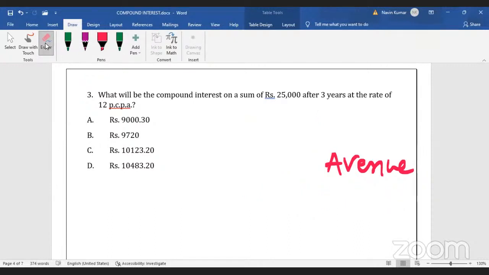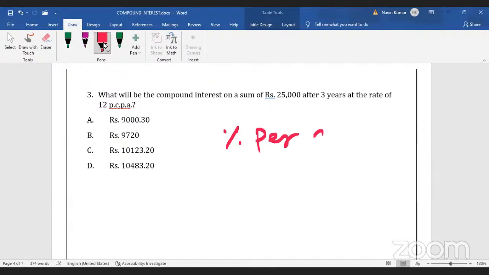Percent per annum. It's percent per annum, PCPA. So for 3 years it was 3, 3, 1. Yes, it's 331.